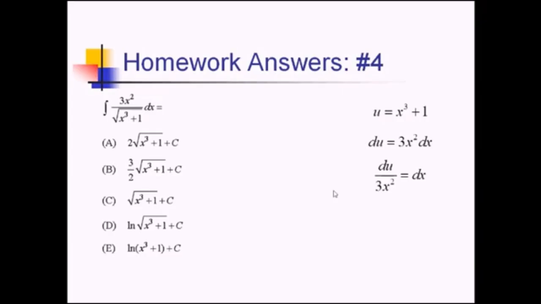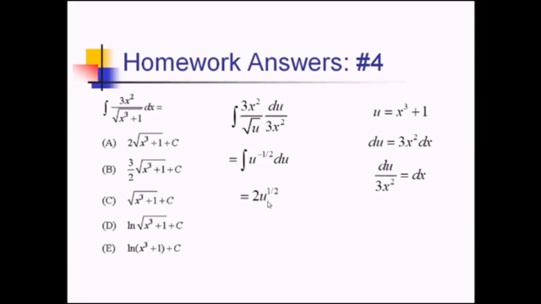Now it's time to substitute. I'll rewrite this as 3x squared over the square root of u times du over 3x squared. Conveniently, the 3x squareds here cancel out completely, so I have just 1 over the square root of u. Now I'm going to rewrite that as u to the negative 1/2 just to make my next step a little easier. Using my reverse power rule, I'm going to bump that up to a 1/2 exponent, and then dividing by 1/2 or multiplying by 2, I've got 2 times u to the 1/2 power.